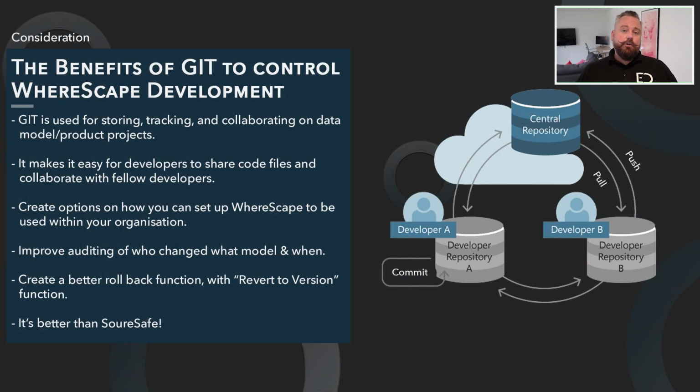So the biggest benefits of using Git and CI/CD with WhereScape is that you gain an extra layer of auditing. You can see which developer committed what code into which repository, and it gives you a target point to quickly and easily retrieve that code back and restore it into your repository. This allows developers to easily share and distribute their code across multiple repositories, across multiple teams, and to elaborate and collaborate on data models.